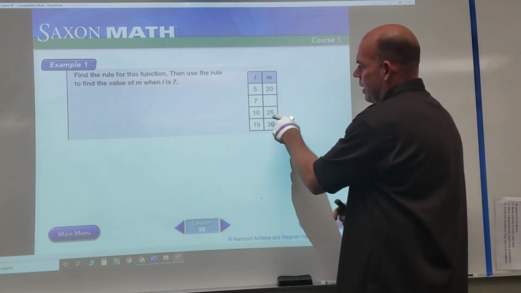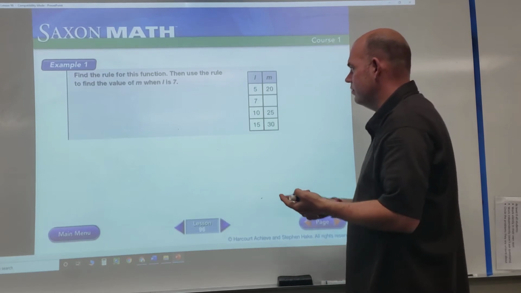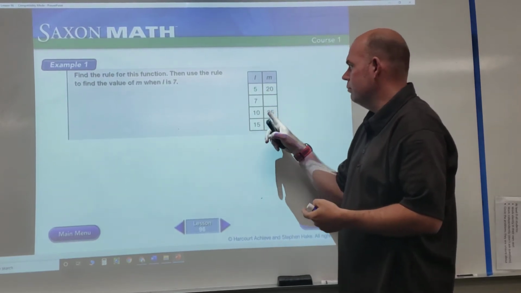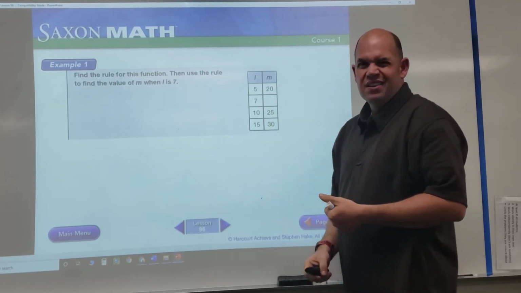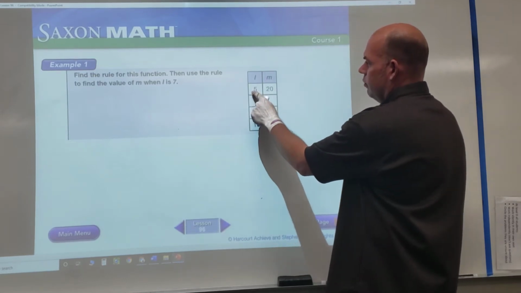Well, let's look if there's a pattern here. 20 to something to 25 to 30. It looks like it's going up by 5 each time, right? No, because 20 to 25 to 30, so there's something in between 20 and 25. So we're not seeing a pattern by looking this way. Let's look and see if we see a pattern this way.